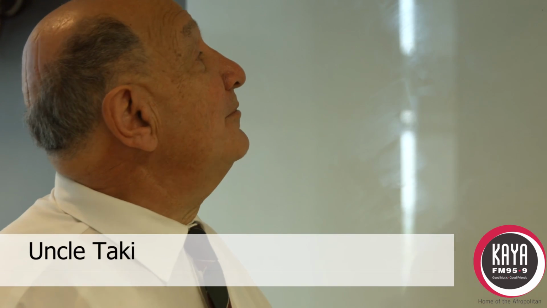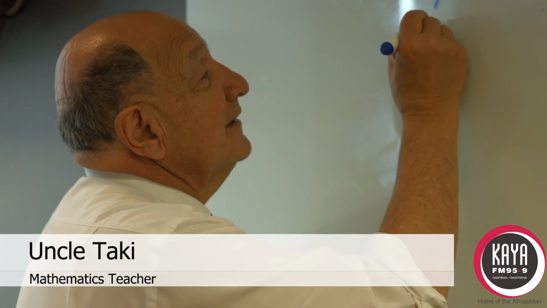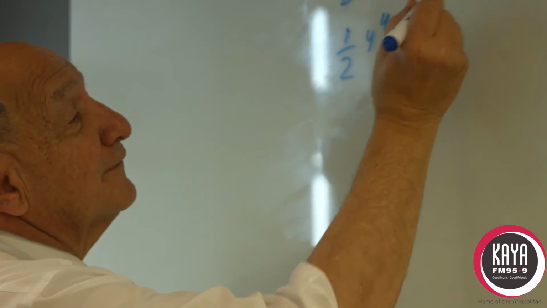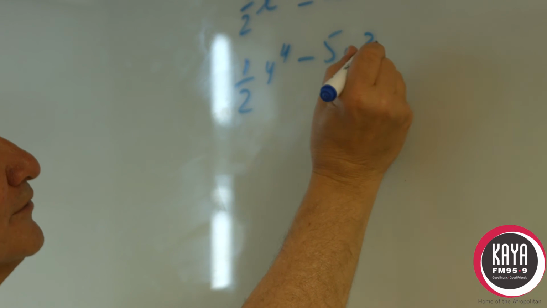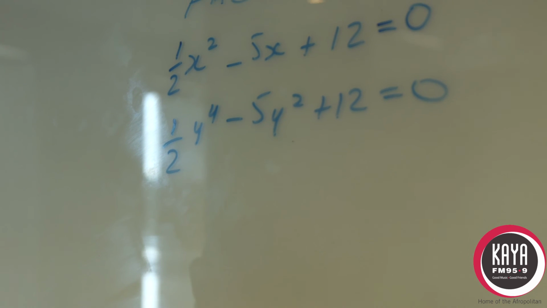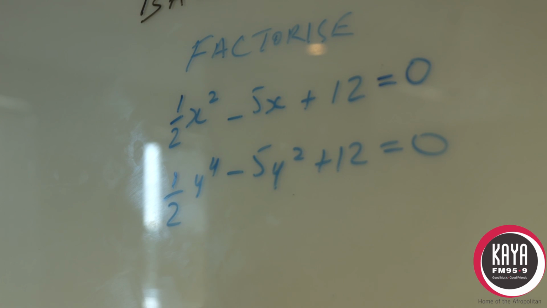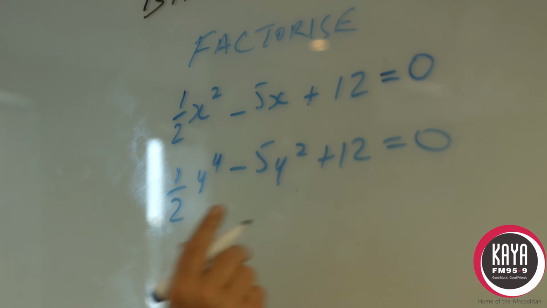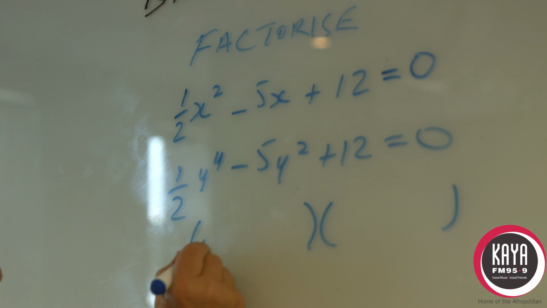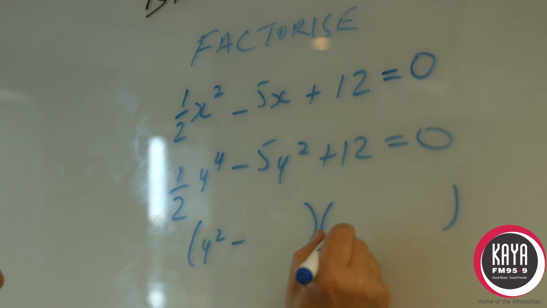We are going to look at a variation of this matric problem. It could be where it is a half y to the 4th minus 5 y squared plus 12 equals 0. So this will add a bit more interest. We will go again for the cross. We will factorize, and here we will have y squared minus and y squared minus.